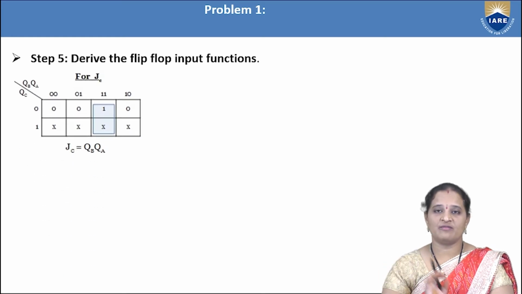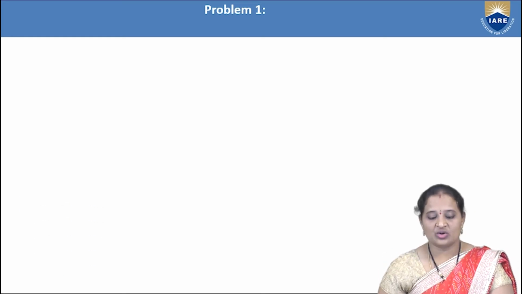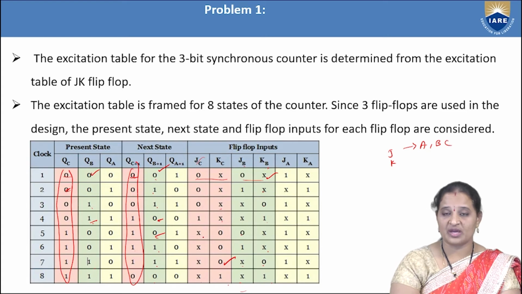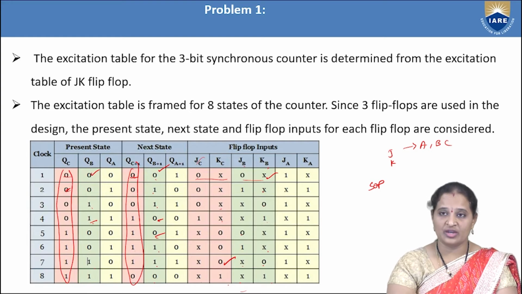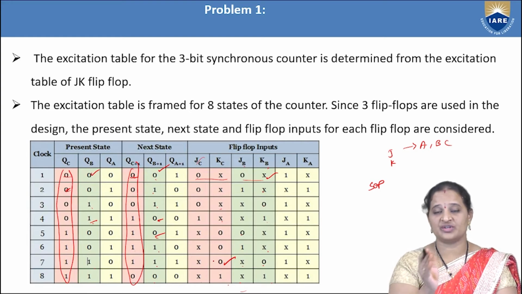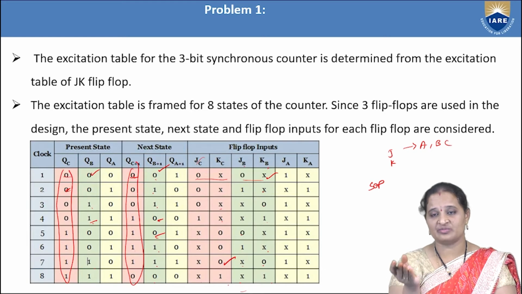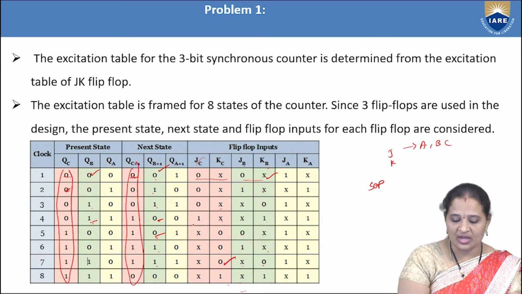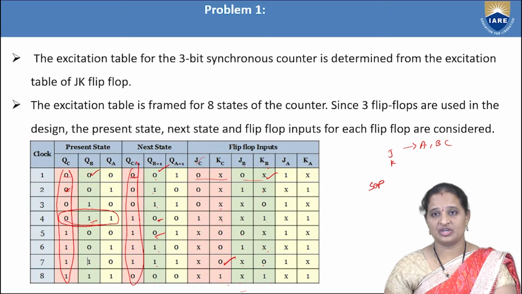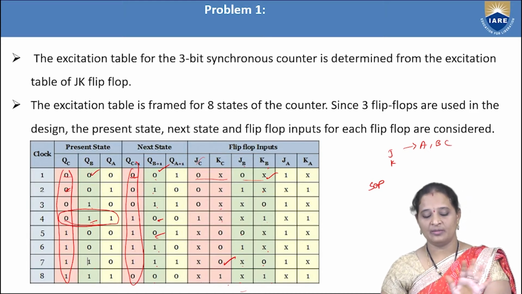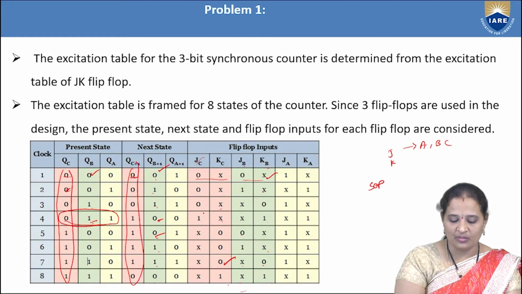Now first of all, I am deriving the input function for JC. So now let us see when this JC is becoming 1 and don't care. I want to get the expression in the form of SOP. So I need to consider only the input combinations for which the JC value is becoming 1 and don't care. So here it is becoming 1 for 0, 1, 1. I have to get the expression in terms of the present state, that is QC, QB, QA. So it is 1 when 0, 1, 1 and don't care for 1, 0, 0, 1, 0, 1, 1, 1, 0, 1, 1, 1.